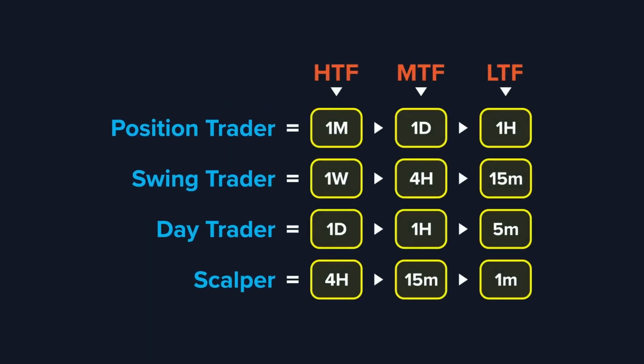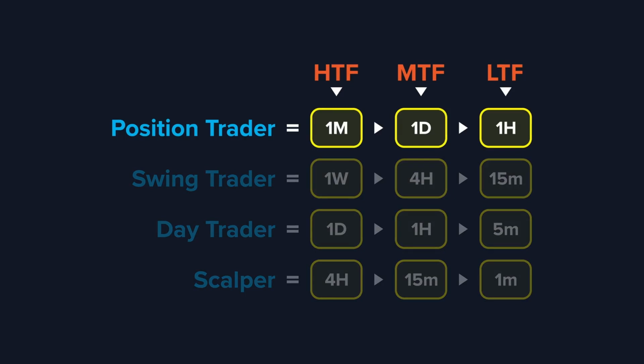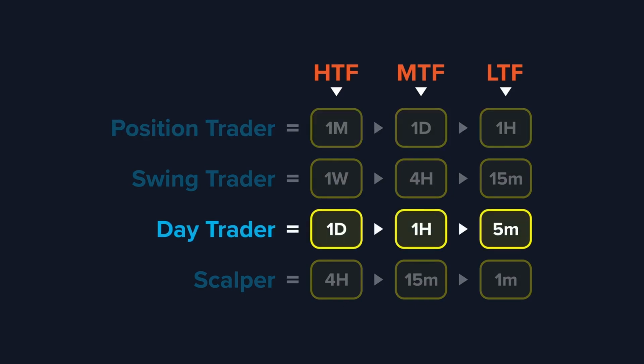but it's rare that you'll actually see a trader use all 6 of these timeframes. And this is because the timeframes that a trader will use will depend on their personal preference and trading strategies. For example, a position trader might prefer to use the monthly, daily, and 1-hour timeframes to target the larger market moves that play out over a long period of time.